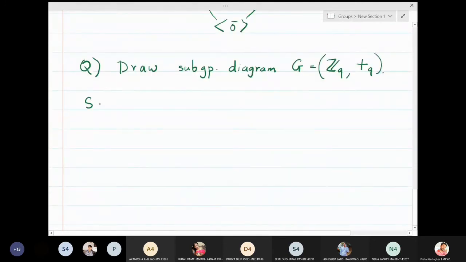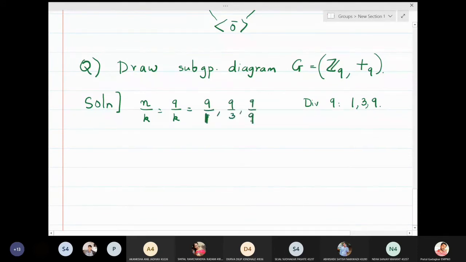So now what are the subgroups of Z9? We will clearly see the divisors of 9. What are the divisors of 9? The divisors of 9 are 1, 3 and 9. Right, therefore what will be the values of n upon k, that means 9 upon k. If you put k equal to 1, you'll get 9 upon 1, then 9 upon 3, and 9 upon 9. So the first subgroup will be generated by 9 bar, which is 0 bar.